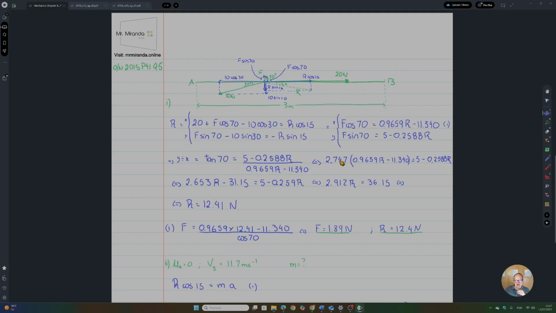Tan of 70 is this. I bring this denominator to that side. I expand. I put like terms on one side and the term with just numbers on the other one, and I got R. Now that I got R, I go to this expression where I left it a little while ago, substitute it over there, and I get F.